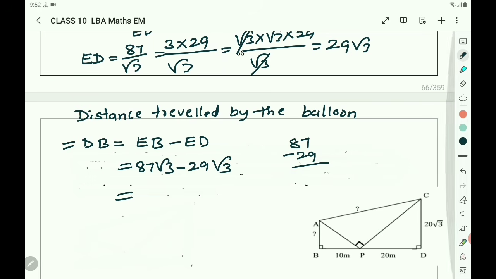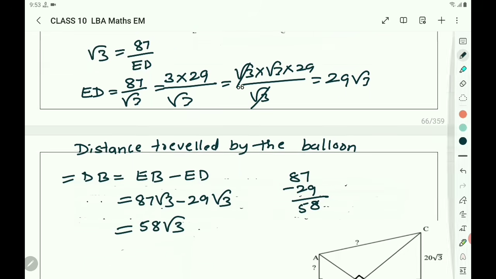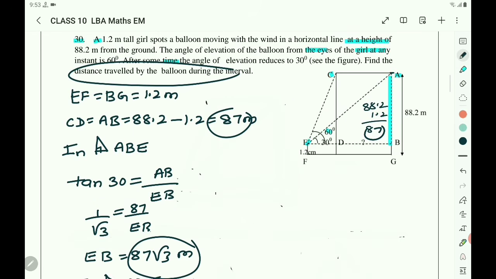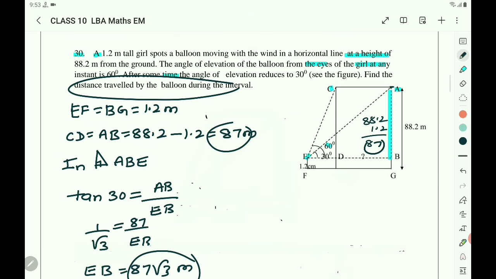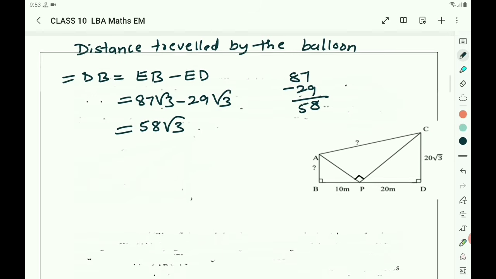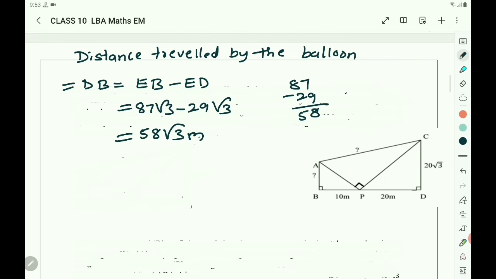Here 17 minus 9 is 8. 7 is remaining. 7 minus 2 is 5. So you got 58 root 3. Here the root 3 value is not given, so you can write it as it is, 58 root 3 meter. That is the distance traveled by the bell.